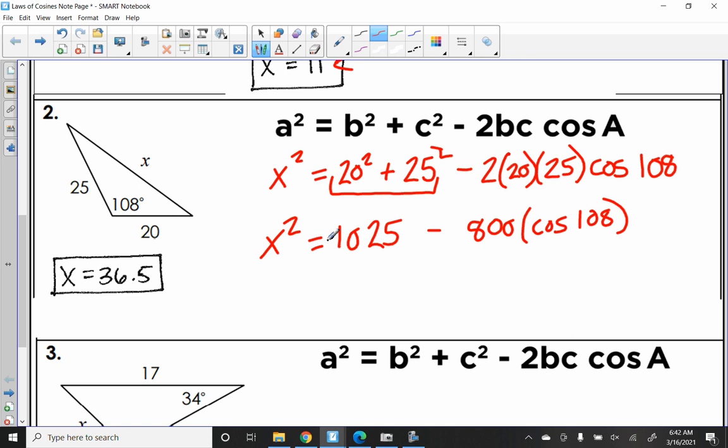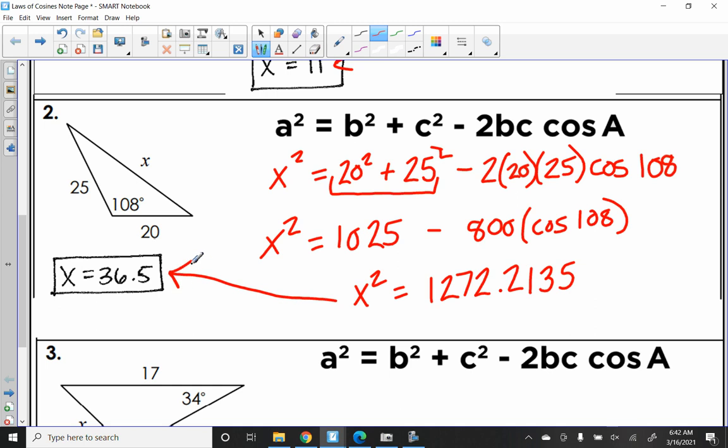Then that number in my decimal is a big long decimal, and I hope that's what you got too. My calculator shows something like this. I'm just going to keep it in my calculator and hit square root of 1272.2135. And I get right around 36 and a half, I get 35.6. I might have put something wrong in my calculator, but it should have come out 36.5.